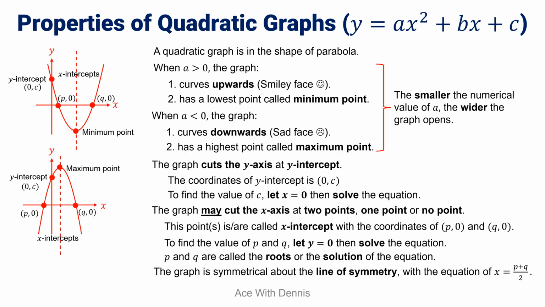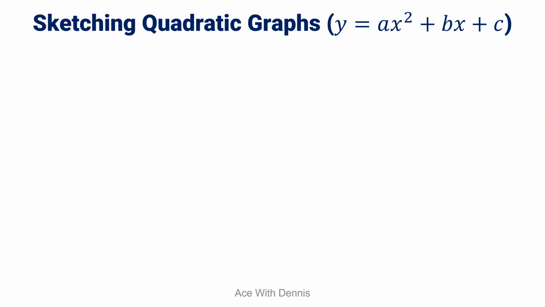So these dotted lines are called the line of symmetry. The graph is symmetrical about the line of symmetry with the equation x equals (p plus q) over 2. We have just discussed all the properties of quadratic graphs. Now, let's learn how to sketch quadratic graphs in the form y equals ax squared plus bx plus c.